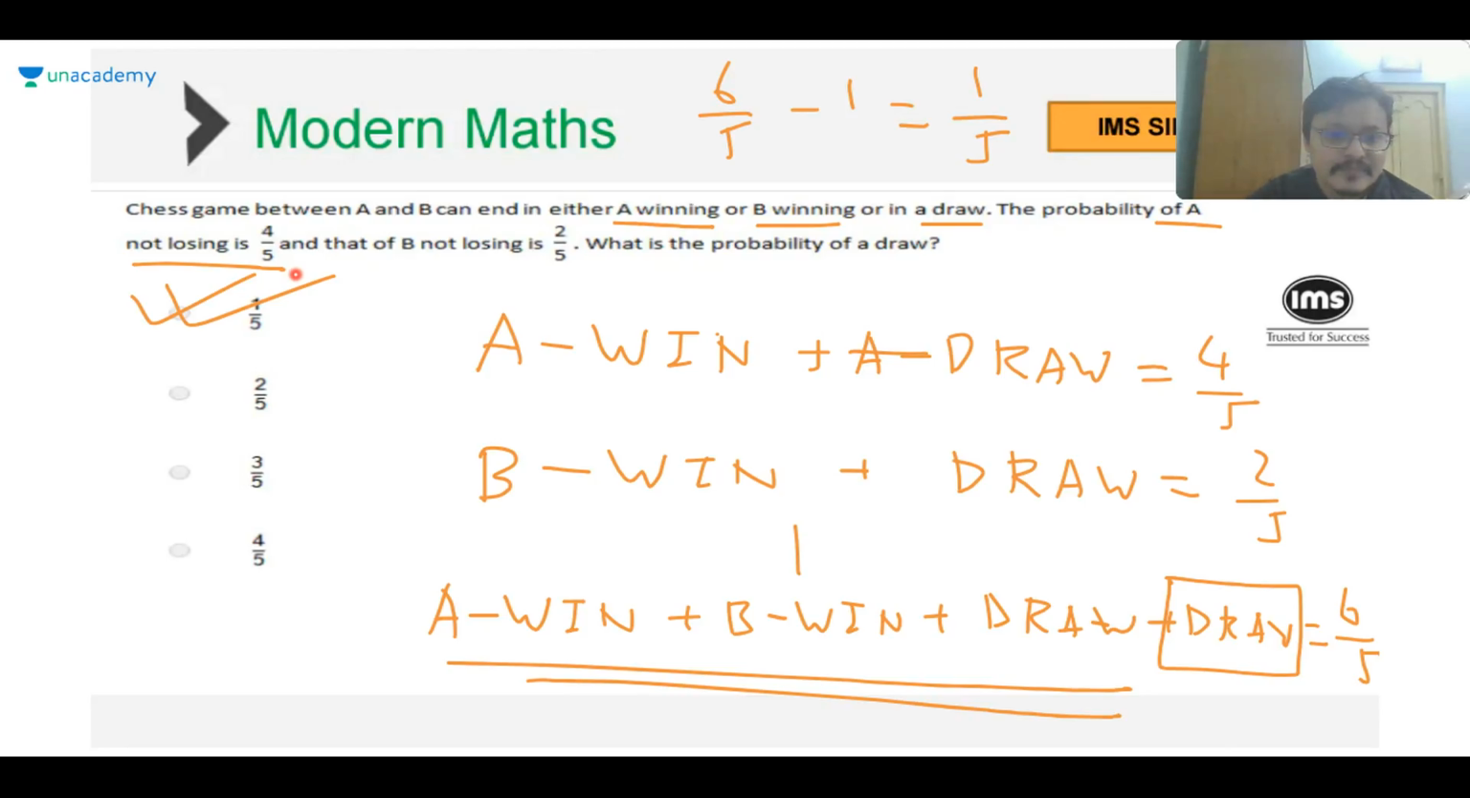Note, probability of A not losing is the sum of A winning and there being a draw. Probability of B not losing is B winning and there's a draw, which basically means I'm taking care of all the possibilities. The only thing is draw is being considered twice, which is why I'm getting 6 by 5, which is greater than 1. If I subtract 1 from 6 by 5, I end up getting 1 by 5, which is basically the probability of a draw.